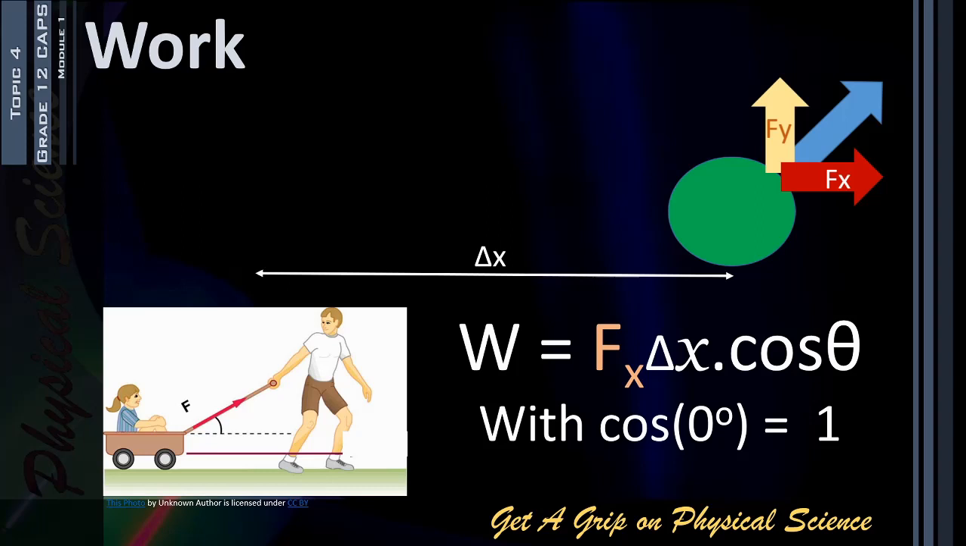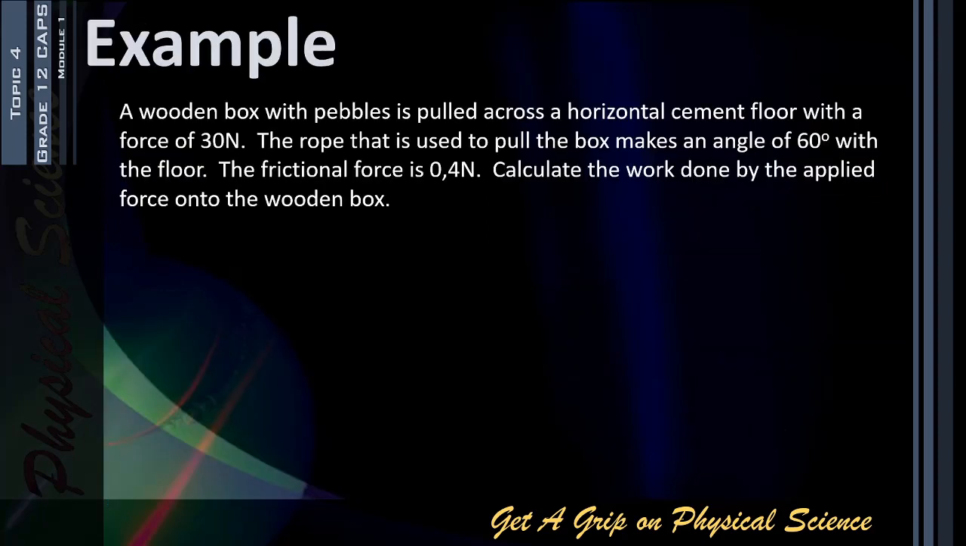This will complicate some of your calculations, especially if you have to calculate the net work done. So I would rather recommend that you use this method where you first calculate the horizontal component of the applied force and then substitute the cos of 0 degrees. I will show you how to do this in the following example.